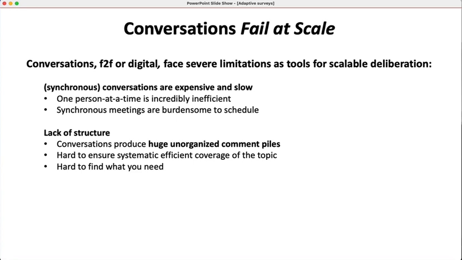And the result of all of this is that in addition to not necessarily covering the topic well, it can also be hard to find what you need. Imagine you have a transcript of a conversation with a large number of people. How do you find the parts of that conversation that relate to the decision you want to make? Potentially, you just have to read the whole thing.